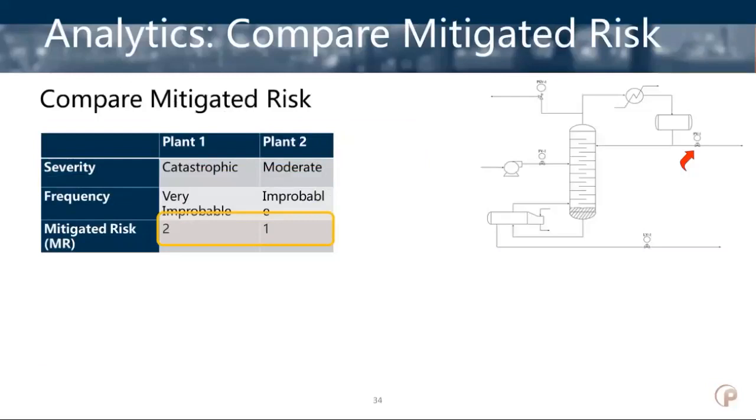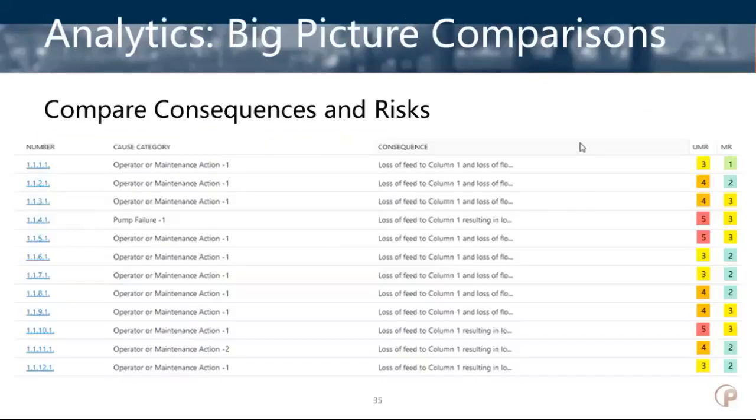Again, when you start to look at all this, you can start to compare the unmitigated risk and the mitigated risk, but you have to have a way to associate them. And the only way to associate them is to really improve the way you capture this information. So, another way to look at this, here's the big picture of comparisons. This consequence is the same consequence. You lost feed to a similar column. Here we just said that it was column 1. It might be column 1 in one facility and column 3 in another. It might be a debutanizer in one and column 4 in another. But nonetheless, the way you would compare it is in the categories of that cause.